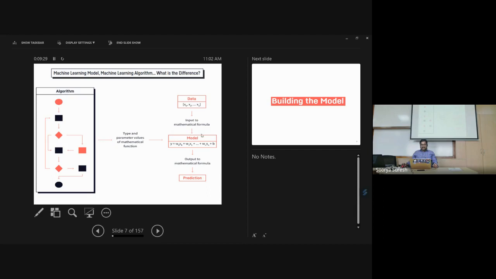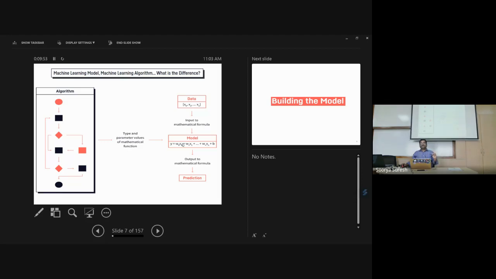While transforming the data, we follow a set of steps, which we call a machine learning algorithm. Finally, we come up with the equation. So here we use an algorithm to transform the data into an equation. Ultimately, whenever we say learning has happened or a model exists, either a machine learning model or a deep learning model, there exists a mathematical equation.